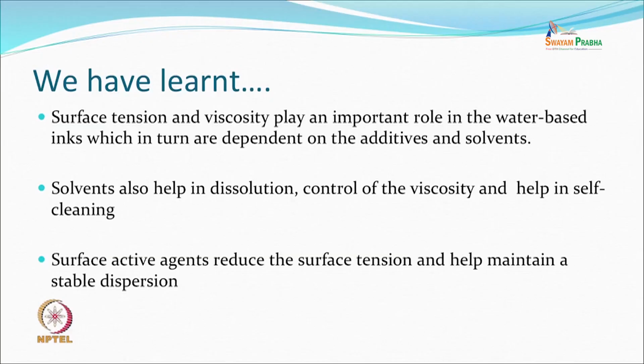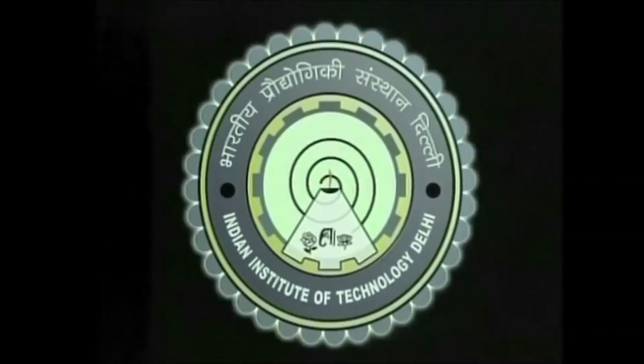So that's what we've learned, that in the water-based inks, the surface tension and the viscosity play an important role, and they are being governed by adding additives, solvents and other things. The solvents obviously help in dissolution as well as maintaining viscosity and self-cleaning, while surface active agents not only reduce surface tension but also maintain a stable dispersion of the dye. So we stop here.